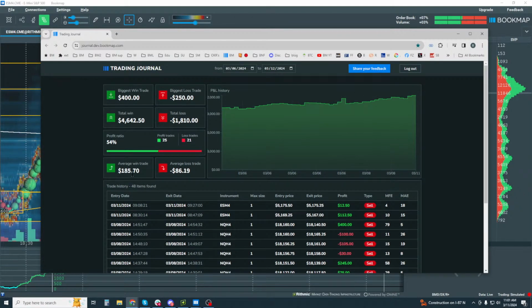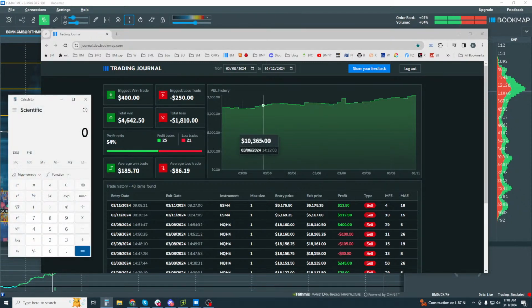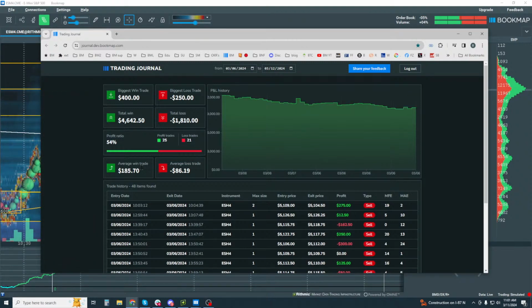So you can see this is a little bit better than 2 to 1, right? Let's see, what exactly is it? 185 divided by 86, 2.1 or 2.2, something like that. Okay, so every time on average I take a trade, the winner is 2 times the loser. Okay, so that's not bad. And you can see every time I take a trade, 54% of the time I'm right.